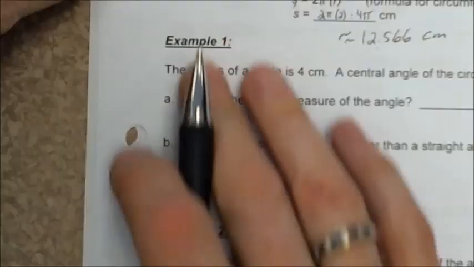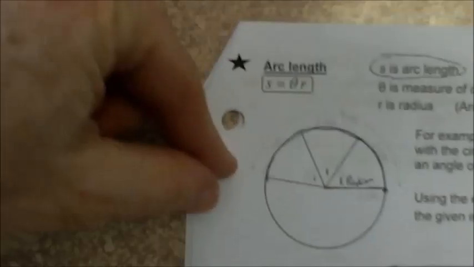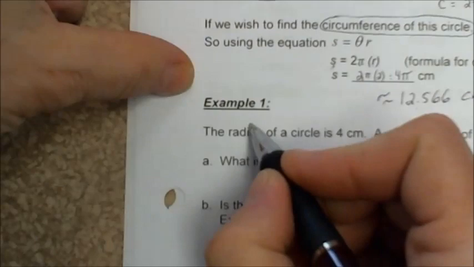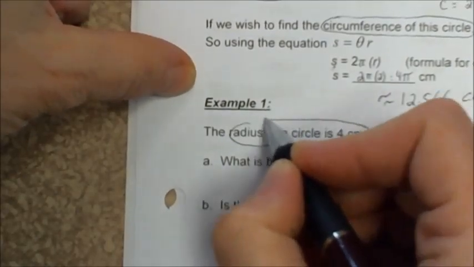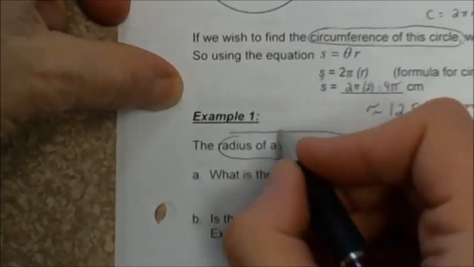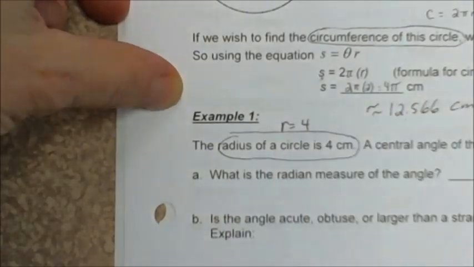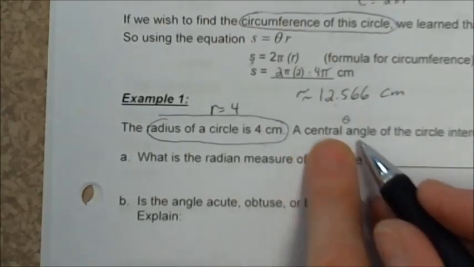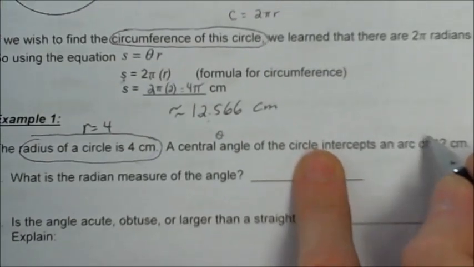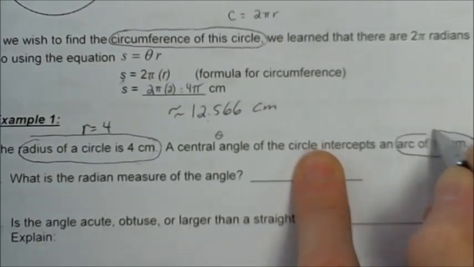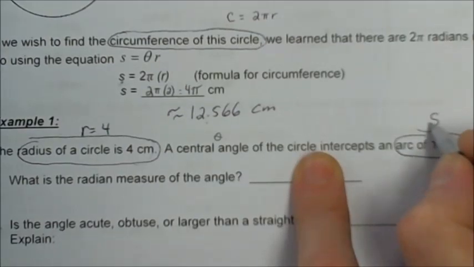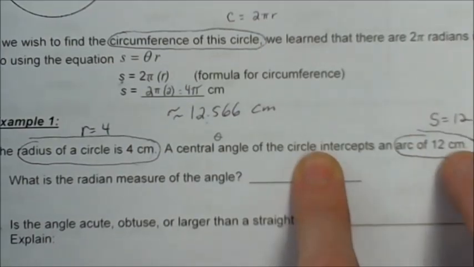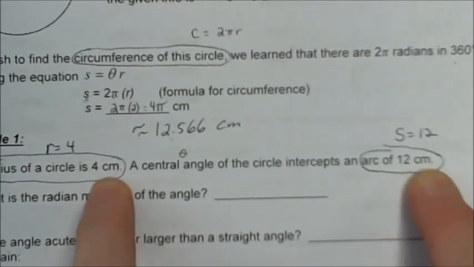So let's go through these 3 examples where we're going to be asked to find one of those 3 values. In example 1, we're told that the radius of the circle is 4 centimeters. So we usually circle the important things. And up above here we say r equals 4 centimeters. A central angle, remember the central angle is theta. The central angle of the circle intercepts an arc of 12 centimeters. Well, S is the arc length, so S is equal to 12, and we look, this is centimeters and this is centimeters, so they're both in the same units.